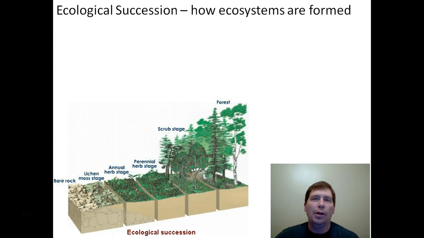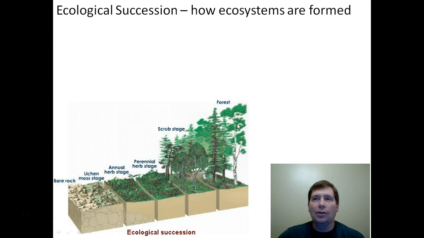In our last video we talked about biomes and all the different types of ecosystems you find on the planet, from desert to taiga and so forth. What ecological succession talks about is how those ecosystems are formed and what the process is you go through in starting out with an area where you have absolutely nothing to a full functioning biome or ecosystem.